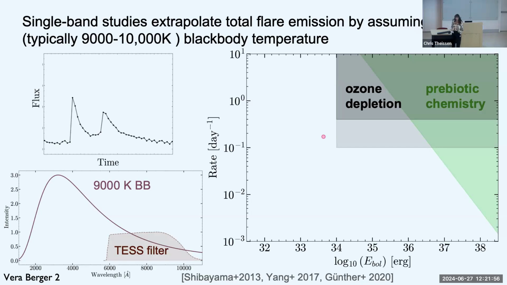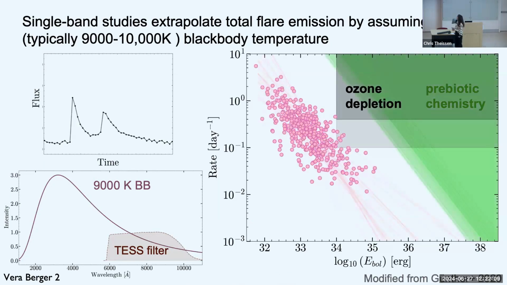And for the same star, we obtain more flares, ideally, so that we can reconstruct some sort of frequency distribution. And we repeat this process for many flares on many stars and see if any of them fall into these regions. And optical studies so far have typically found fewer than 10% of stars to fall in the ozone depletion region and even fewer in the prebiotic chemistry one. Note that if we were to increase the assumed 9,000 Kelvin blackbody temperature, energy scales drastically with temperature, and we would have more stars falling into these zones.